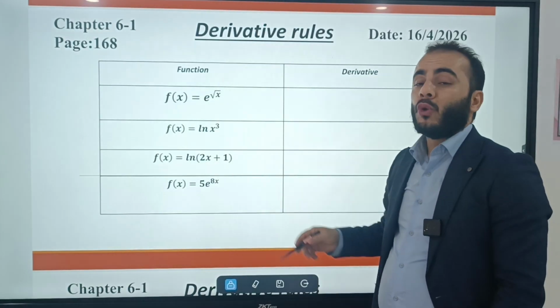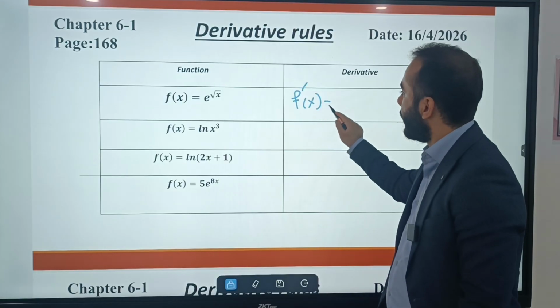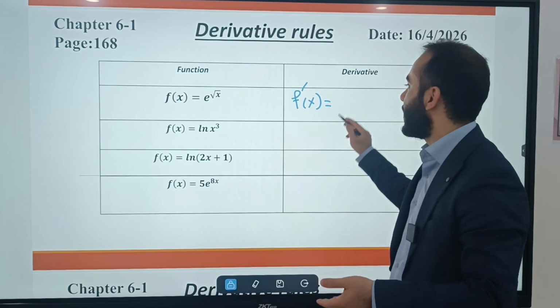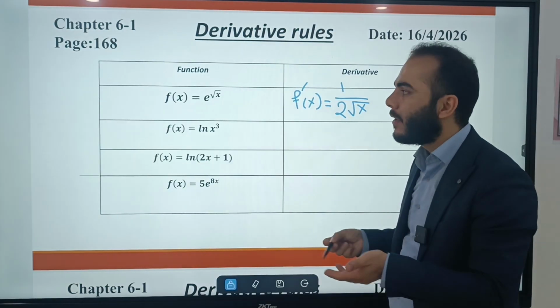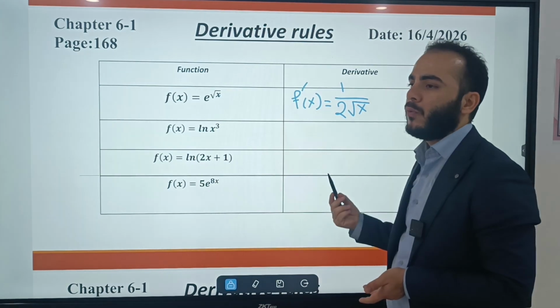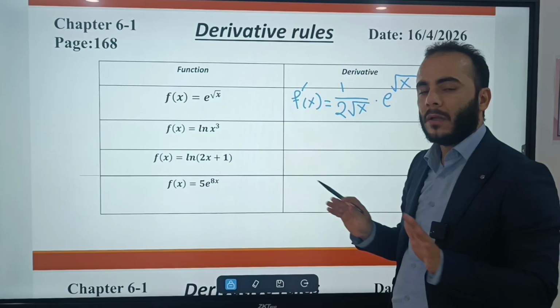E powered by square root of x. So f prime of x equals to derivative of the power, derivative of square root of x, it's famous. 1 over 2 square root of x. How do you know it, mister? Derivative of x, 1 over 2, the same square root, times e powered by square root of x. Khalas.